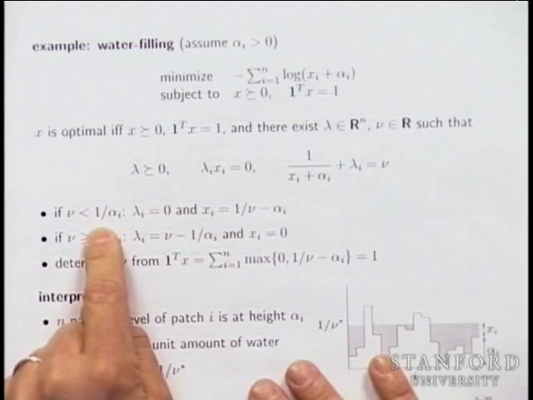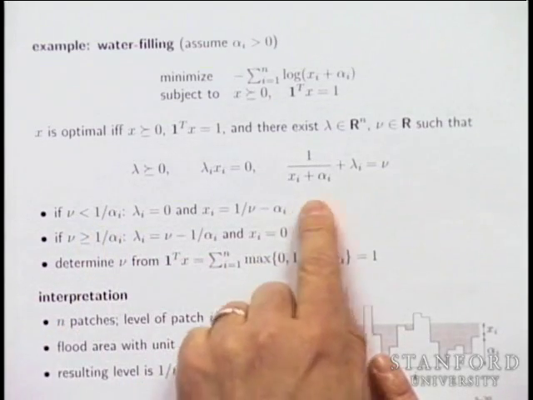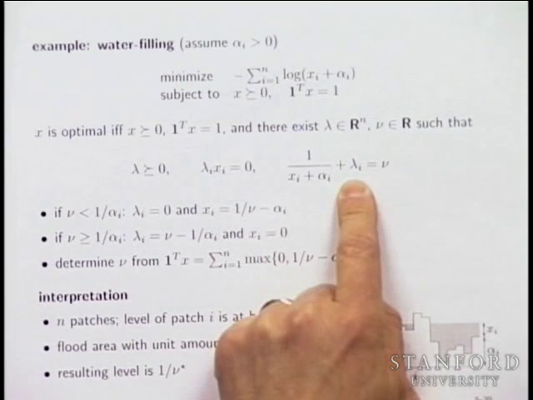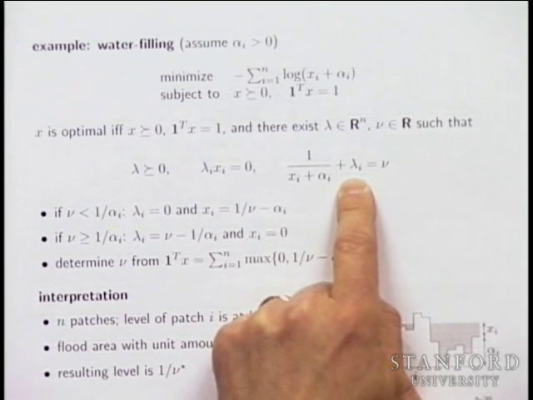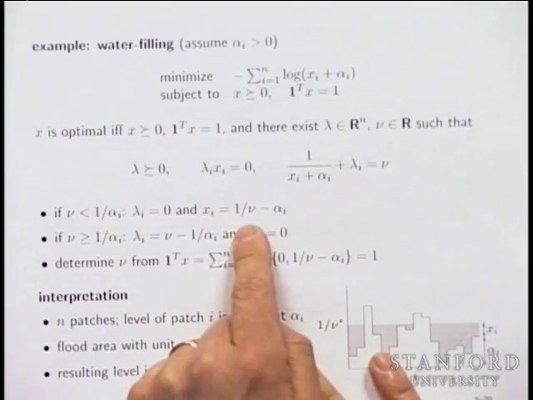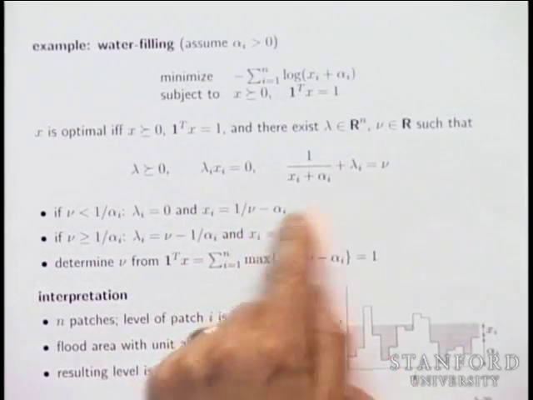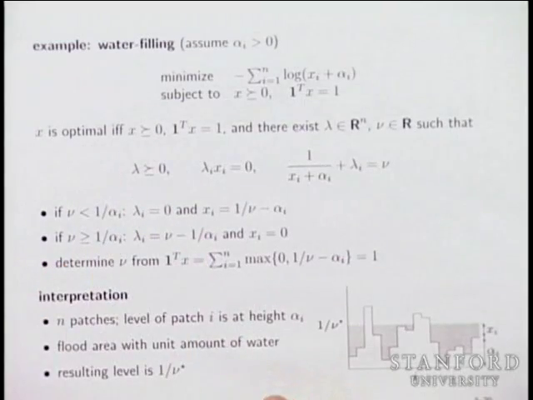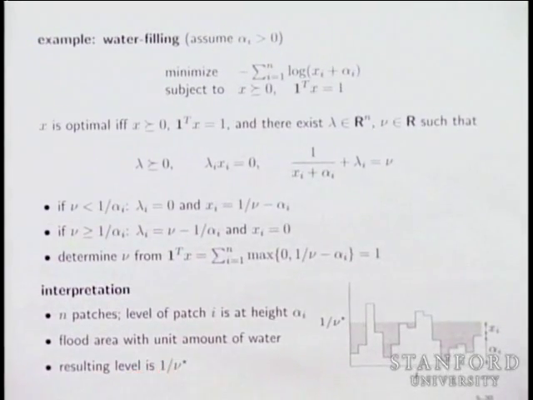if nu is less than 1 over alpha i, then here you absolutely must have lambda i equals 0, period. And then, in fact, you get xi. Xi is 1 over nu minus alpha i, just by solving these equations. I'm just arguing from the KKT conditions, okay?